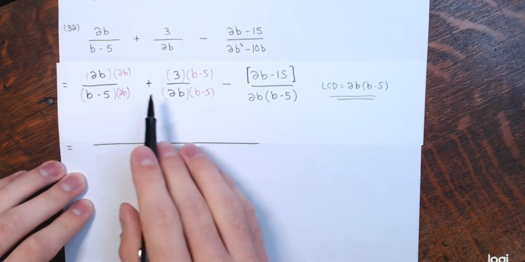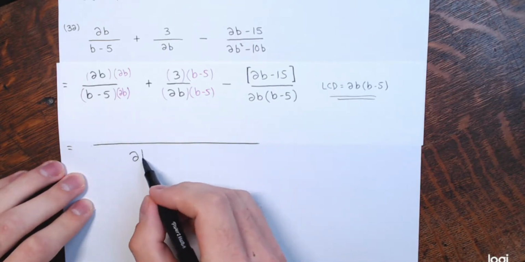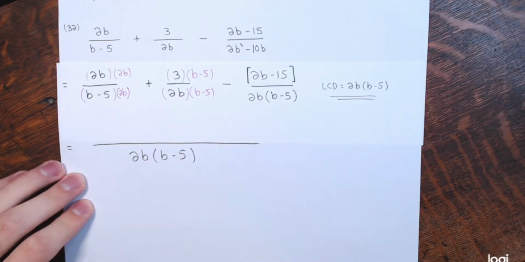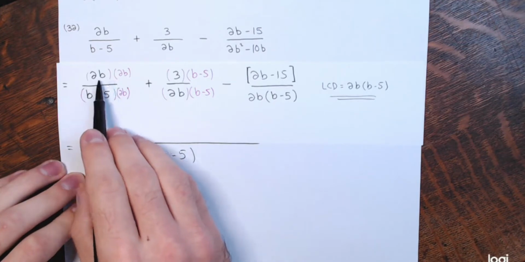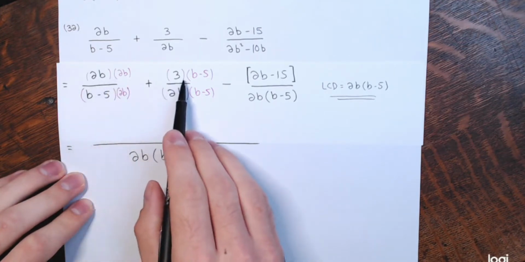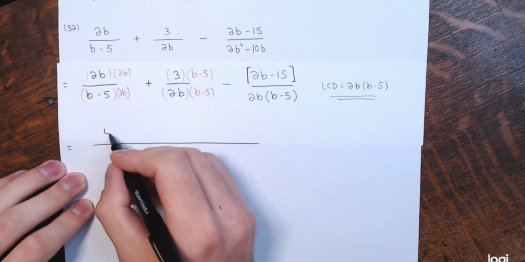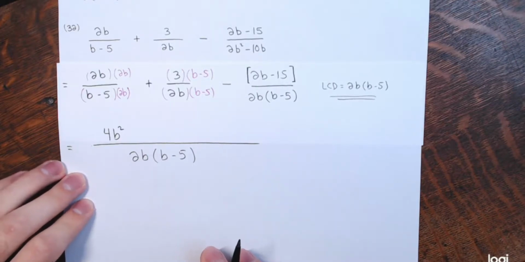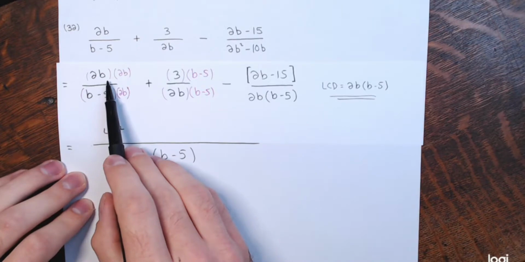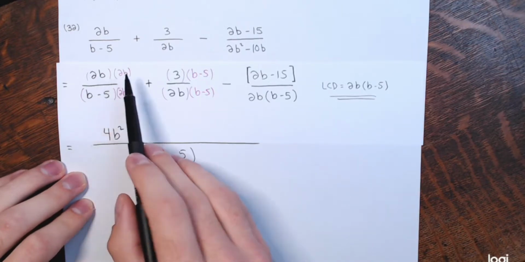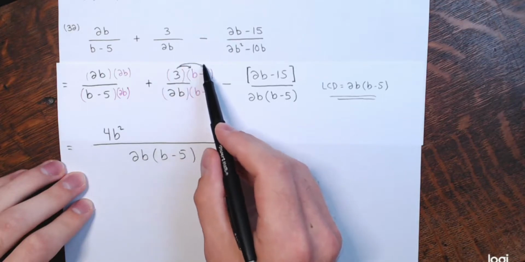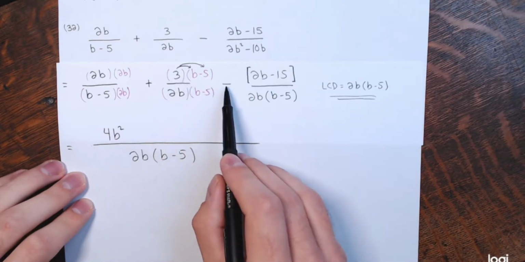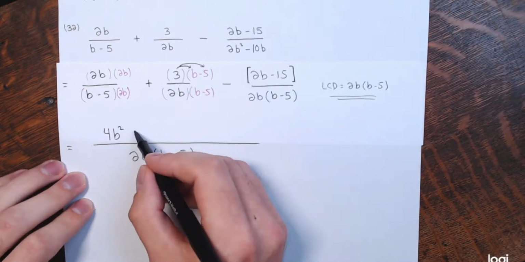Alright, so all 3 fractions have the same denominator. That's 2b times b minus 5. I'm going to write that. That's going to be the denominator of the sum. And in the first numerator, we have 4b squared. There's no other b squared there, so we have 4b squared when we put all the b squareds together. Then there's 0b, no b to the first in the first numerator. There'd be 3b in the second numerator, and 2b in the third. We got 3b minus 2b, making positive 1b.